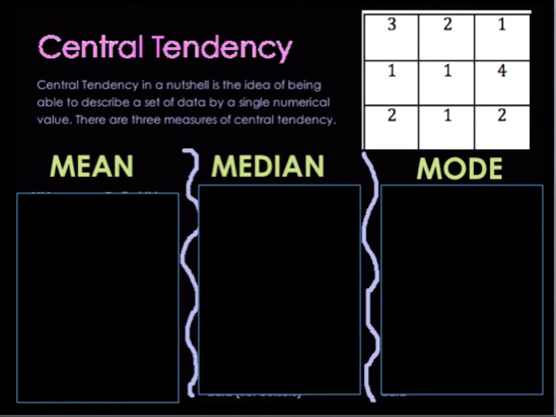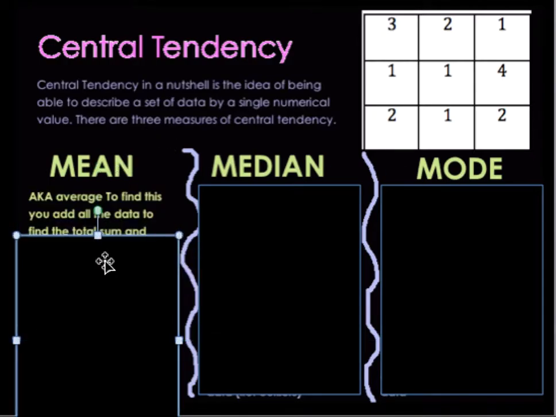So basically, what is central tendency? In a nutshell, it's the idea of being able to describe a set of data by a single numerical value, and that there are three measures of central tendency. The three measures are mean, median, and mode. You probably remember these from high school, but if not, I'm going to give you a quick refresher.